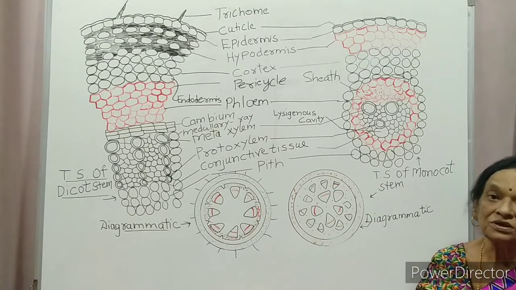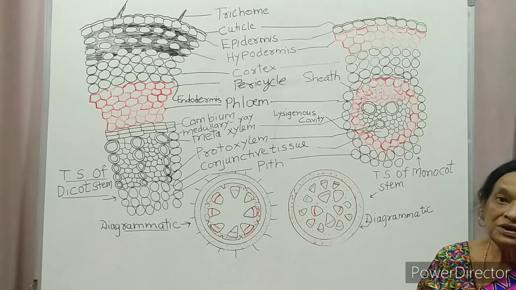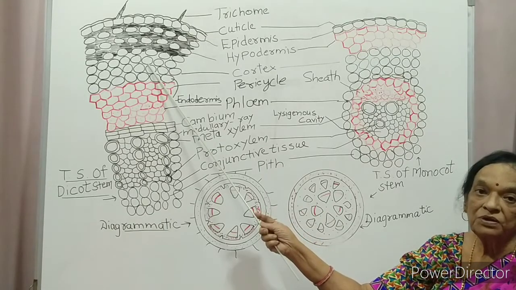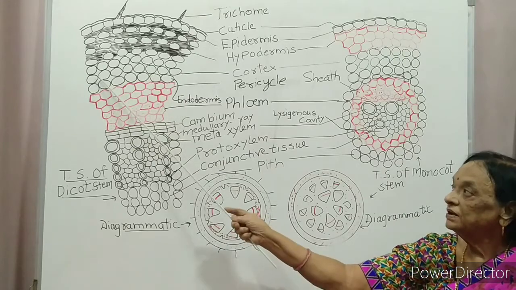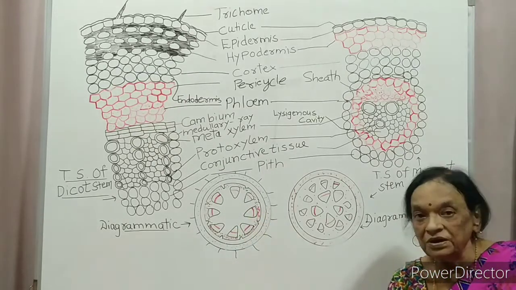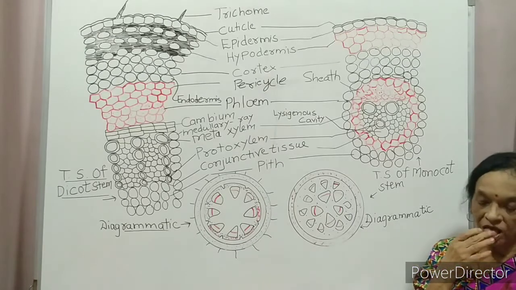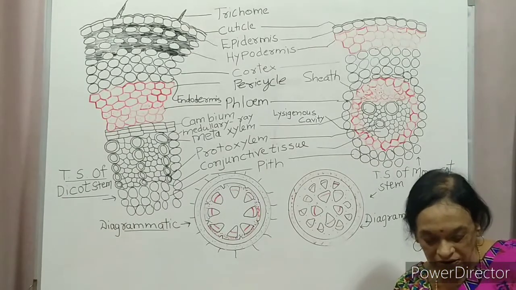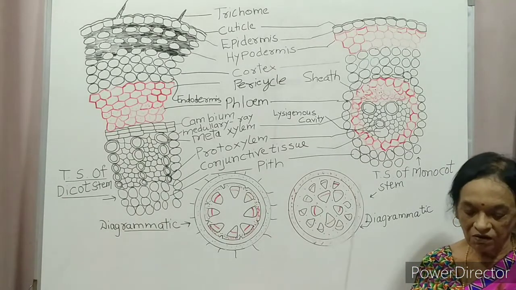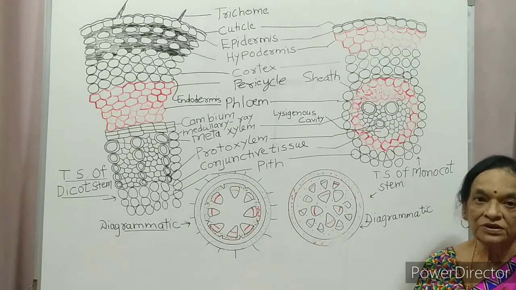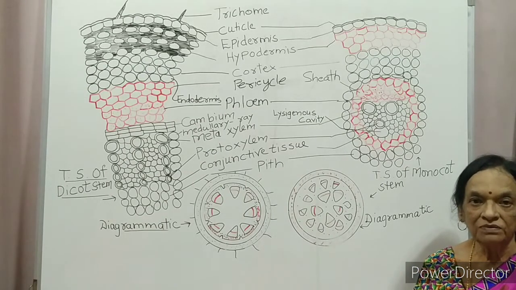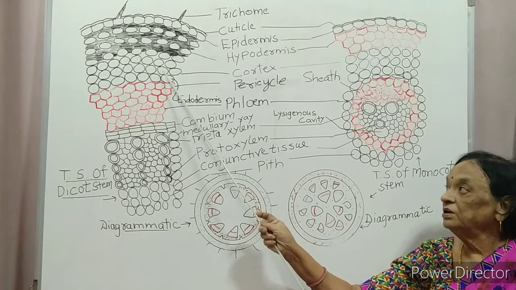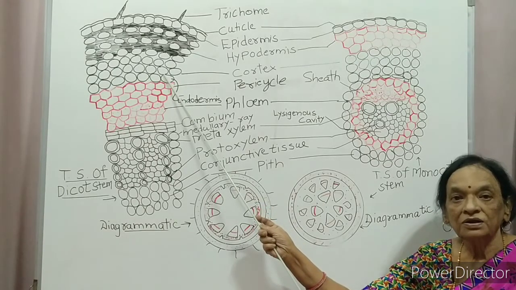Now how does this growth take place in the cortical region? Some cells of the cortex become active. These are the cells of the cortex. They become active and form cork cambium. Some cells of cortex become active and it is called cork cambium or phellogen. Diagram given on page number 97. So some cells of here become active and form cork cambium.